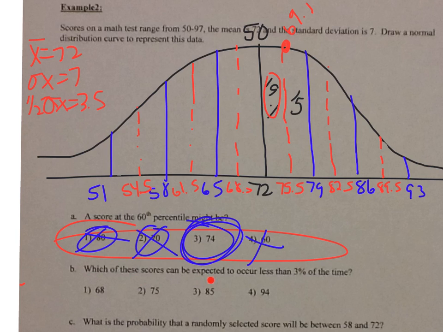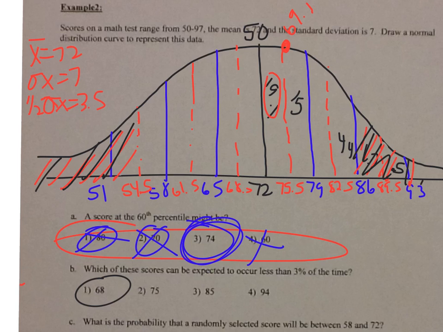Which of these scores can be expected to occur less than 3% of the time? Okay, so less than 3% of the time, we're talking about the ends over here. All right, so at the ends, this is 0.5, this is 1.7, this is 4.4. So this whole thing is more than 3%. So I really want this. This is about 2.2%. So I'm looking for here. Or it could be on the other side, because remember, it's symmetric. So I want to see what score could fall in either of these two areas.